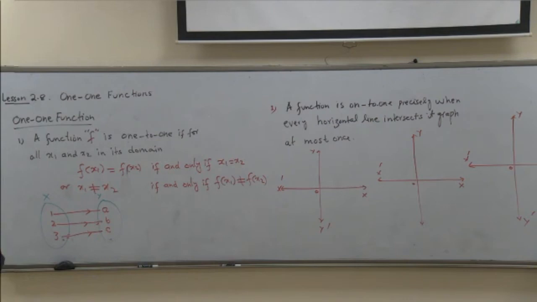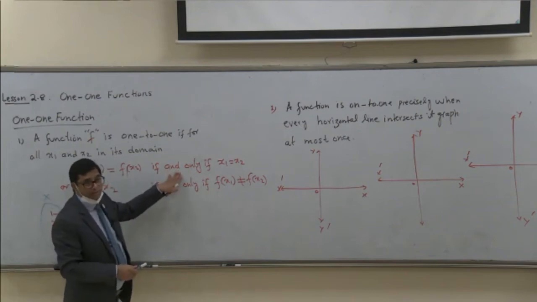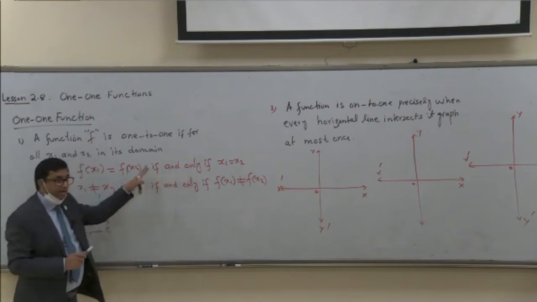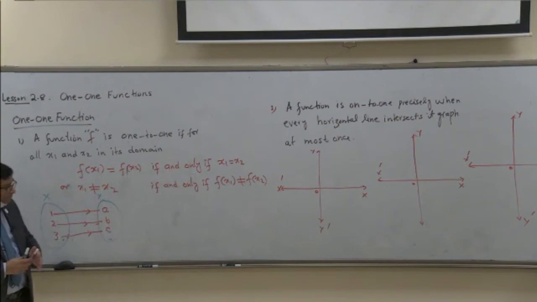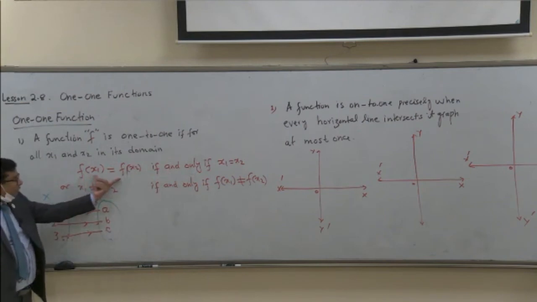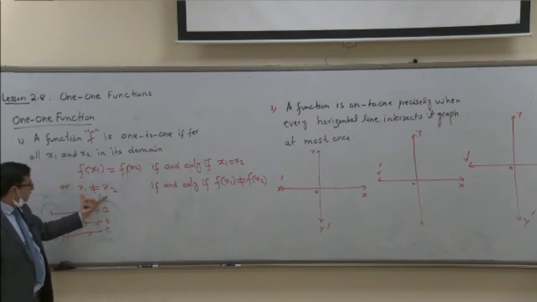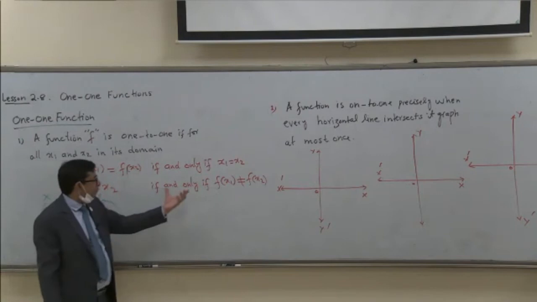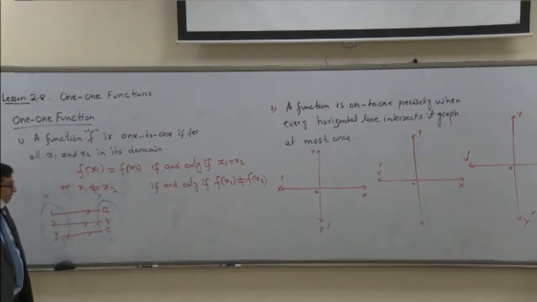This is a two-way traffic. And if and only if is an important part of each definition. No definition is complete without if and only if. It works in both ways, from this side to this side and this side to this side. If two images are equal, the elements should be the same. If two elements are not the same, then the images will not be equal. So this is a one-to-one function.